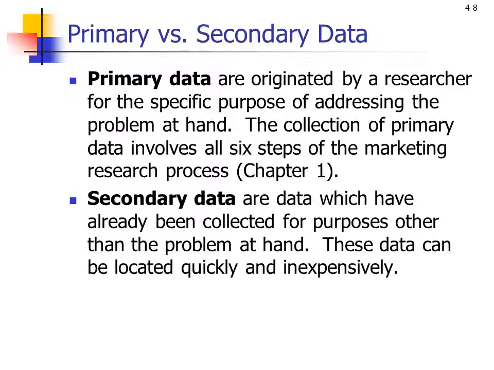In this chapter, we will differentiate between primary data and secondary data. Primary data are originated by a researcher for the specific purpose of addressing the problem at hand. The collection of primary data involves all 6 steps of the marketing research process, and we discussed primary data in chapter 1. Secondary data are data which have been collected for purposes other than the problem at hand. This data can be located quickly and inexpensively.